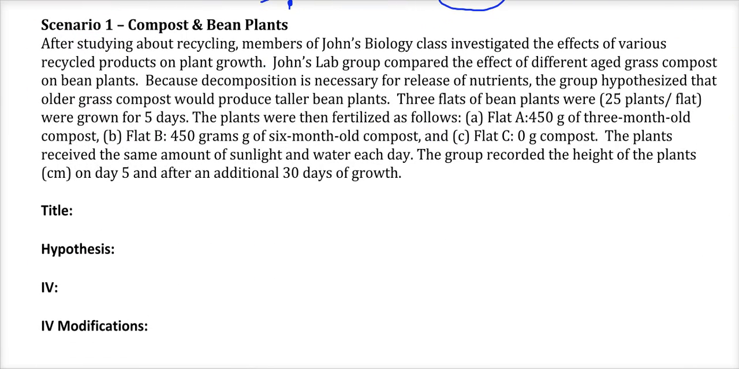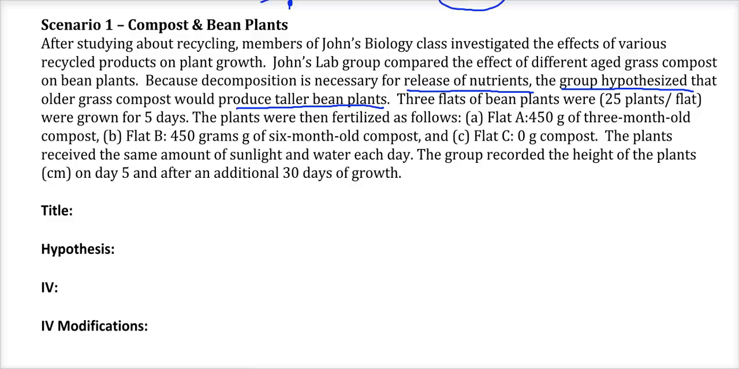Scenario 1, compost and bean plants. Who doesn't talk about this? So we've got John's biology class. He investigated the effects of various recycled products on plant growth. John's lab group compared the effect of different aged grass compost on bean plants. Basically what he has here is rotting grass. And the older the rotting grass, because decomposition is necessary for the release of nutrients, right? Decomposition is breaking down. The group hypothesized that the older grass compost would produce taller bean plants because it has more nutrients. That's their thinking.